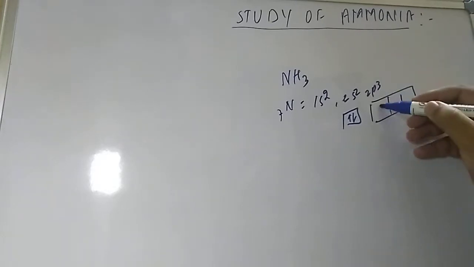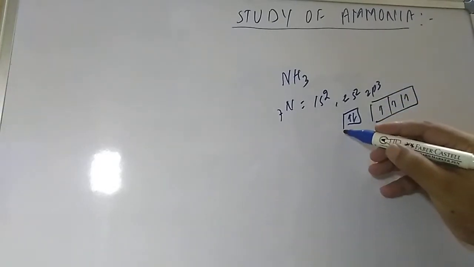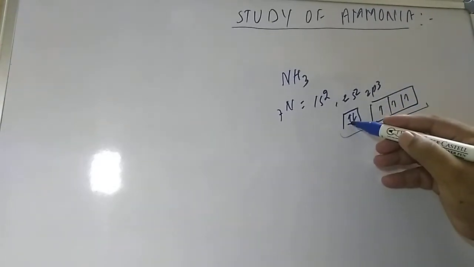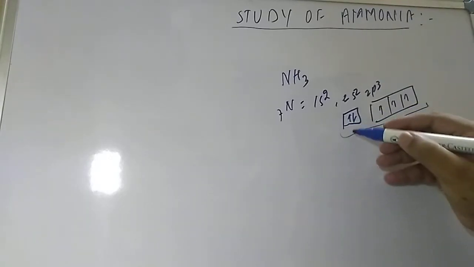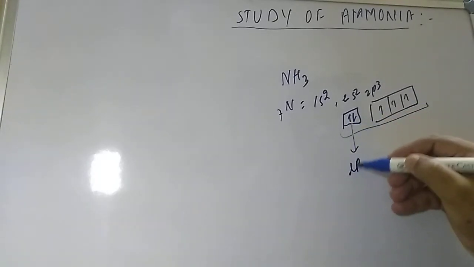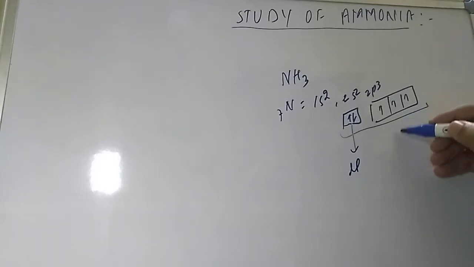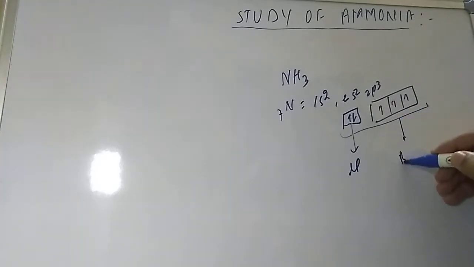What you are finding is that there is a paired electron in the valence shell. There are two paired electrons and three unpaired electrons. The paired electron is known as the lone pair electron, and the unpaired electron is known as the bond pair electron.